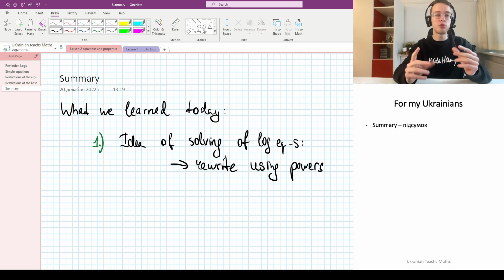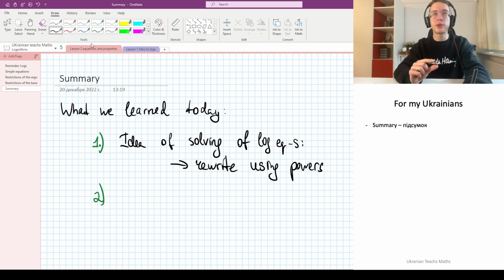We have to rewrite it using powers, because powers are just a little bit easier to grasp and understand than logarithms. Because, well, who likes all of these letters in mathematics? Some people do, but to understand things better, we rewrite them using powers.